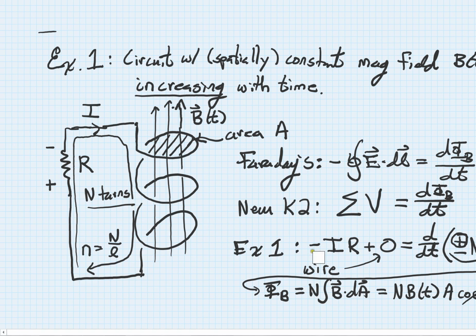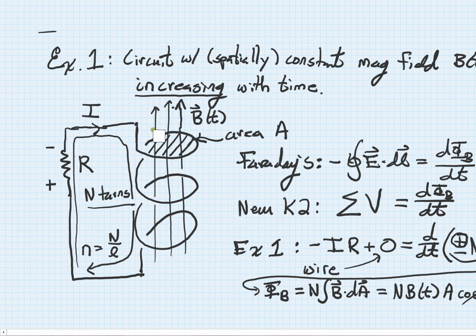Going downstream, that's minus IR, plus then we have the integral of E dot dl as we go through our wire. But this is a stationary wire, and it's ideal, so it always has exactly zero electric field inside. So the rest of this voltage change throughout this wire is actually zero. The effect of the solenoid comes in through the magnetic flux term. So we had the time derivative, and then we evaluated the magnetic flux, which is calculated here for you as follows.